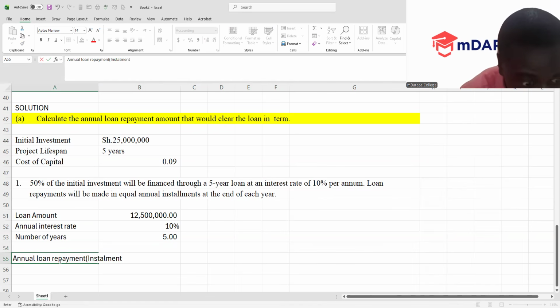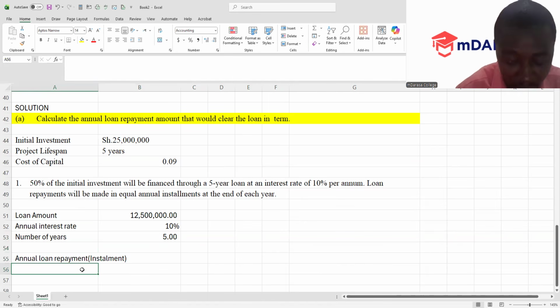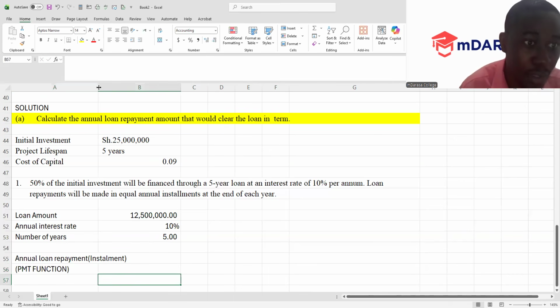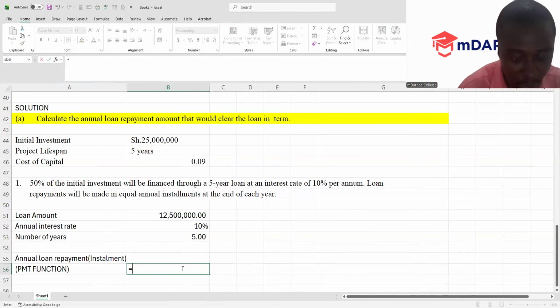At this point, how will we go about it? We will be required to apply what Mwalimu guided us, the PMT function, the payment function. Mwalimu guided us for this, so I won't repeat it again, but of course you're going to apply it here.